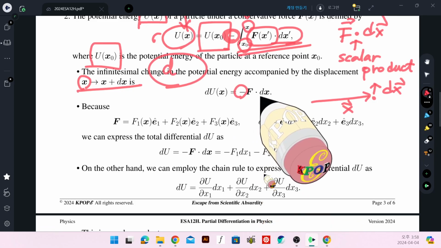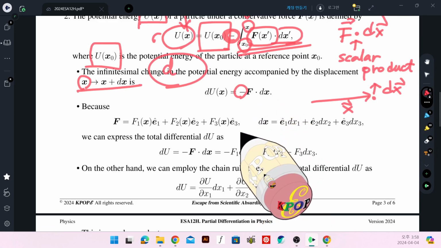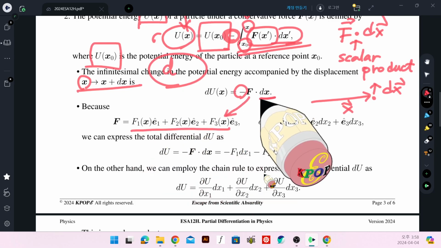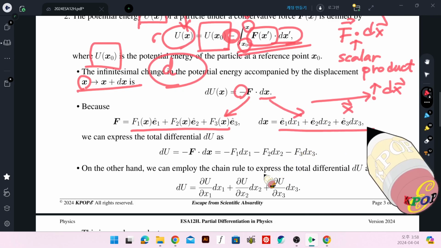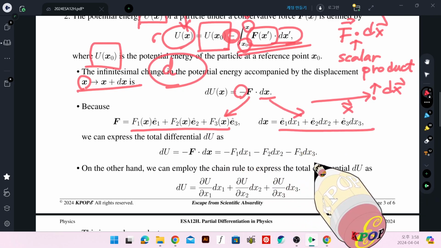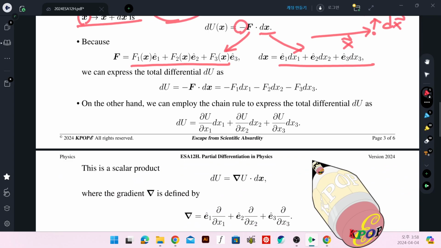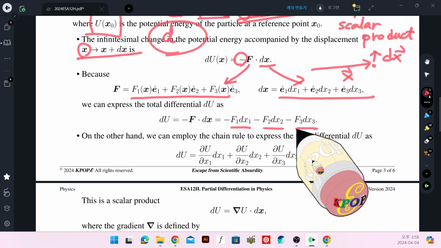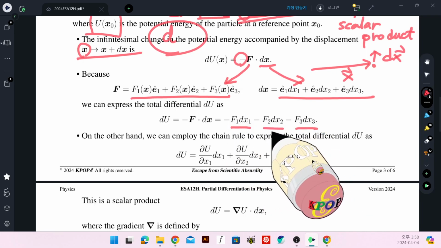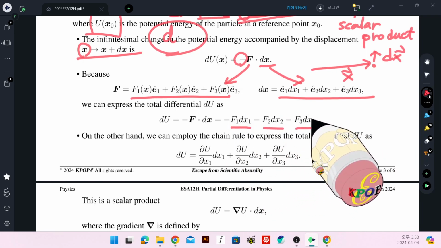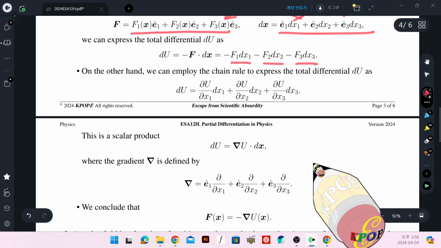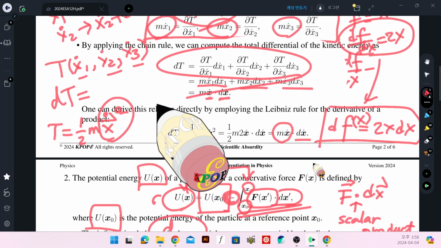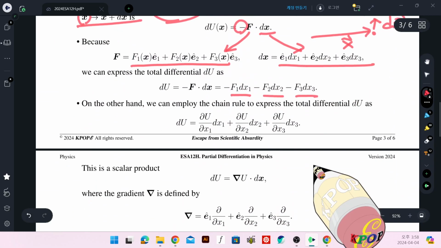Again, we find this is a scalar product. So we can express each vector as a linear combination of the three Cartesian coordinates. Finally, they are a sum of the differentials along the x-axis, y-axis, and z-axis. On the other hand, we recall this relation, the chain rule for multivariable functions.